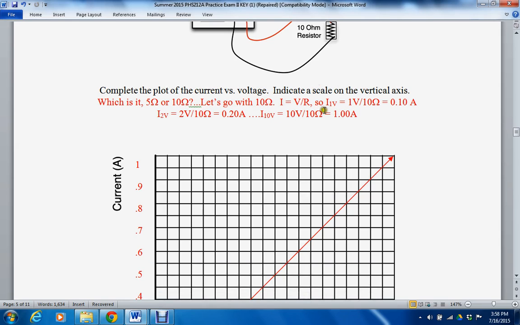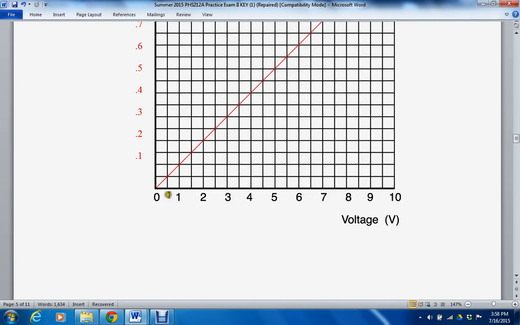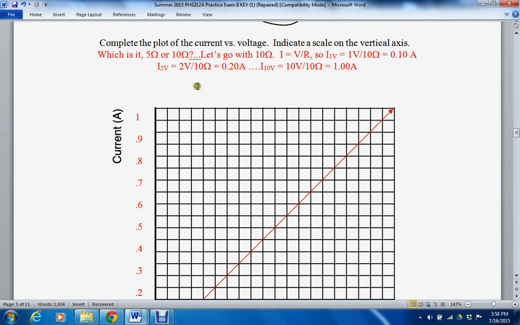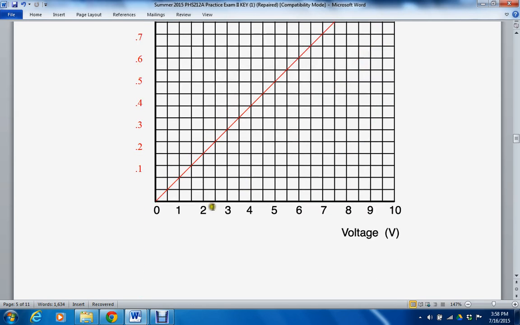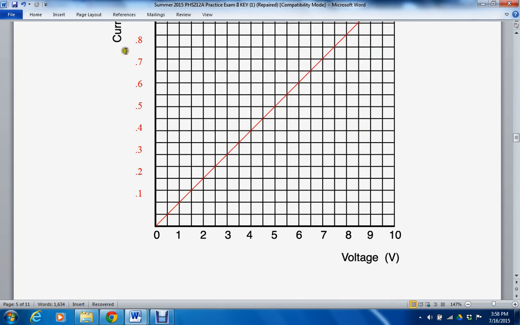So the current, when we set our power supply to 1 volt: 1 volt divided by 10 ohms gives us 0.1 amps. So I would say, okay, 1 volt, 0.1 amps. I would draw that in there. And then 2 volts, 0.2 amps. And I keep plotting it, and I would get a straight line. A straight line for current versus voltage.